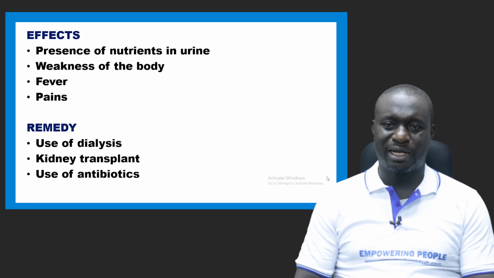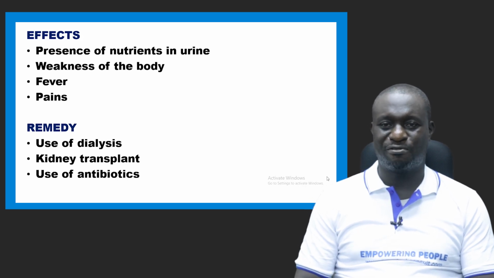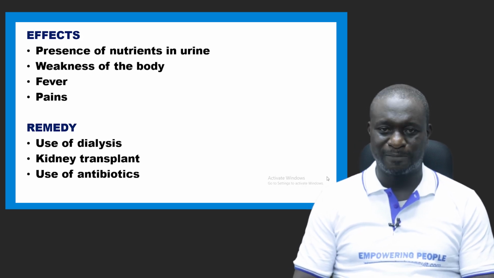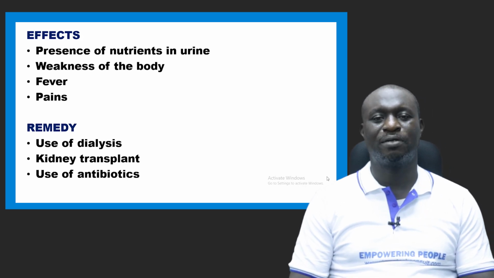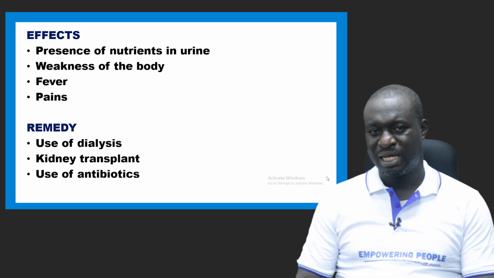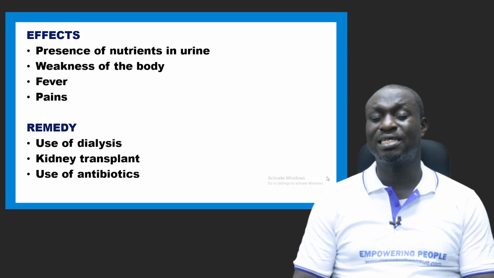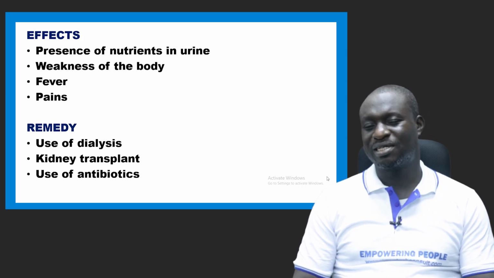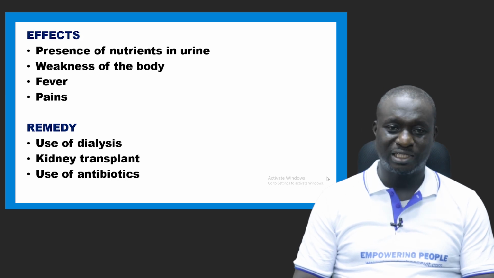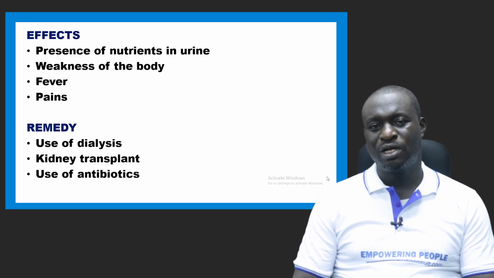Now, another effect of kidney nephritis is weakness of the body. It brings about weakness of the body. Number 3, it also brings about fever and pains. Now, how do we remedy this situation? One of the best ways to do that is kidney transplant. Now, kidney transplant, of course, is not easy. You need to get a donor, and it's very expensive, and so on.